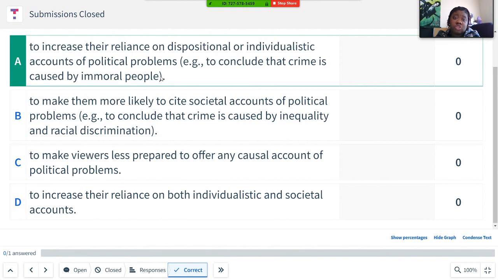perpetrator's motivations for doing so. It's not tied to perhaps this larger theme or this larger narrative about, let's say, a marginalized community or the lack of access to X, Y, and Z. When you start getting those types of explanations, we're now talking about thematic framing instead of episodic framing. But when we're talking about one event in isolation, the only thing that a person can do as a result of watching a story using episodic framing is focus on the details within that one case. And so as a result, it encourages people to focus on individualistic accounts of political problems, to conclude that crime is just caused by bad people.